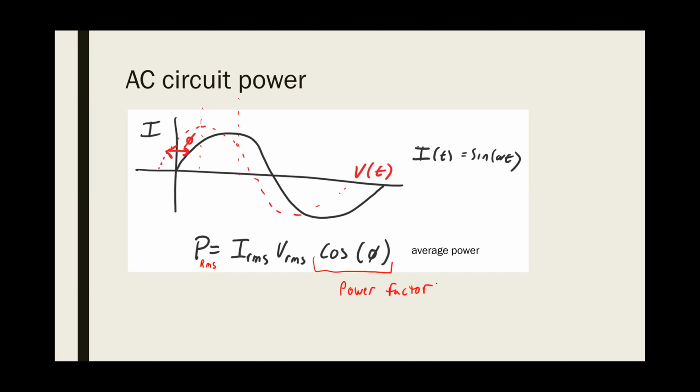If my phase is 0, then my current and voltage are peaking at the same time, and so I'm getting the largest amount of power for a given current and voltage. If that phase gets big, then I'm producing less power, because power is the product of voltage and current, and if they're not peaking at the same time, then I'm not going to have as much power.